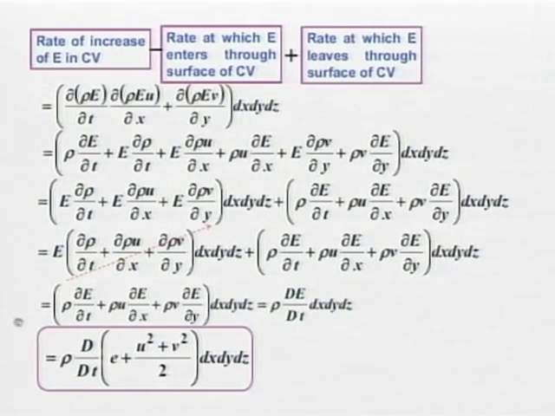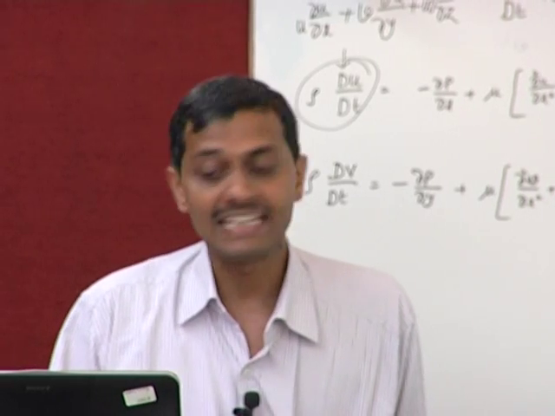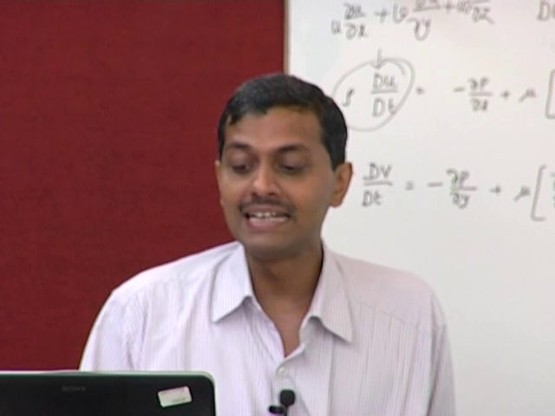First, rho del E by del t plus E del rho by del t. Is that okay? Plus E del rho u by del x plus rho u del E by del x. I am just taking two parameters, keeping one as constant and differentiating the other. Second term reversed. Is that okay? Now if I expand that, this is my continuity equation, so I can throw it out. I am left with rho del E by del t plus rho u del E by del x plus rho v del E by del y. If I take out rho, what is this? This is the total derivative of E. So I have rho dE by dt.